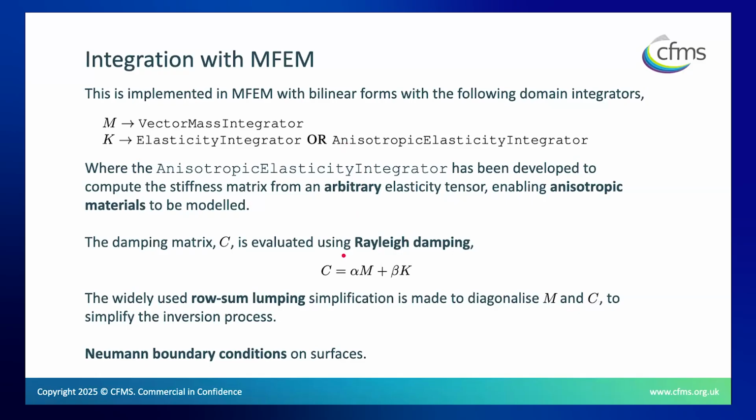We use Rayleigh damping, where we just take scalar multiples of the mass and the stiffness matrices, and then define additional material properties for the alpha and the beta term, but these are just scalar values. And then we use row sum lumping to simplify the matrices in the inversion process. Specifically, we're also using Neumann boundary conditions on surfaces, but we have Dirichlet also implemented, although we find that they're not that widely useful.